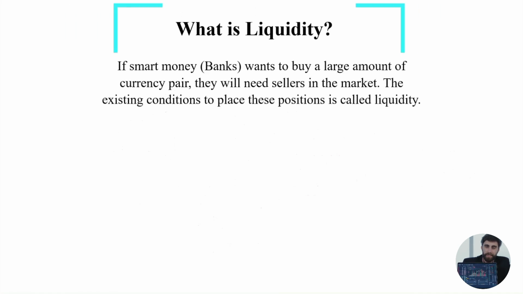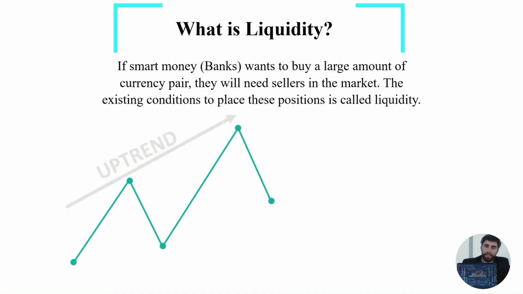What is liquidity? If smart money wants to buy a large number of currency pairs, they will need sellers in the market. The existing conditions to place these positions are called liquidity. So imagine that we are in an uptrend, and if banks want to buy this currency, logically, they need many sellers. But since we are in an uptrend, everyone is looking to buy.